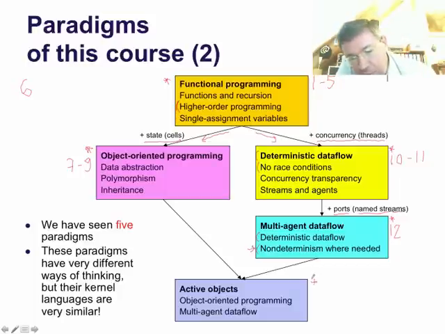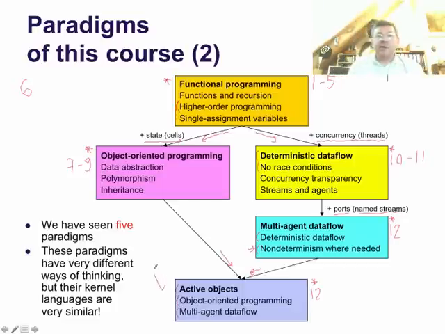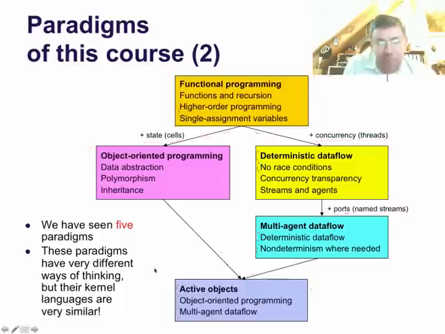And finally, at the end of the bonus lesson, we combined multi-agent data flow and object-oriented programming to give a paradigm which I call active objects. So here we have agents talking to each other, message passing, but each agent is defined with all the power of object-oriented programming and living in a world where you have multi-agent data flow. So this is a very nice way of programming, combining the advantages of object-oriented programming and multi-agent data flow.